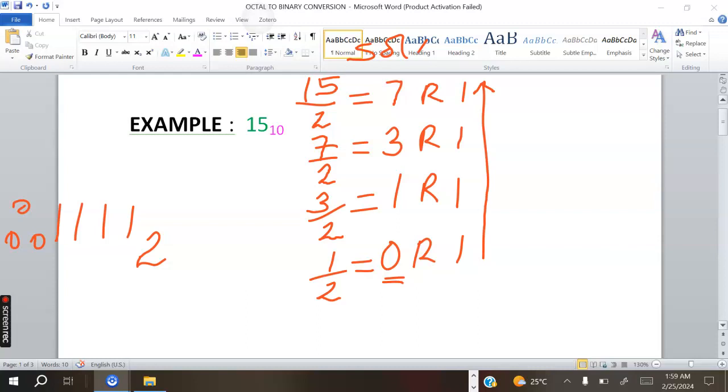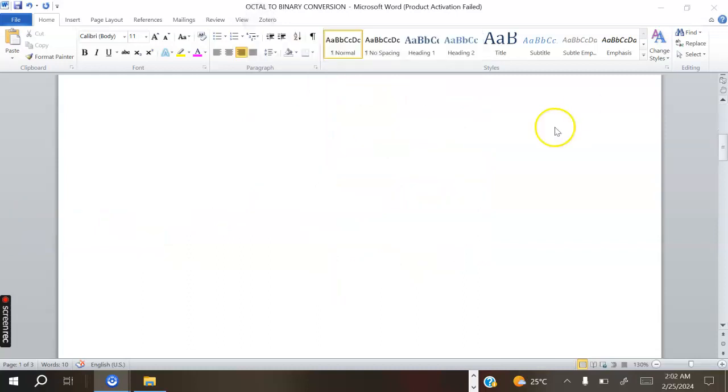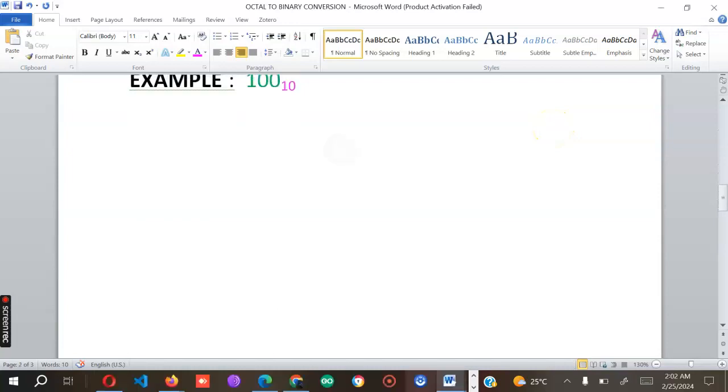Okay, let's go to the next example. I hope that you have understood this one. So this is correct. Okay, let's move to another example, where we have 100 base 10. I will give you maybe 2 minutes. You go through the whole thing following the steps that we have highlighted. Then I will do it as you watch.